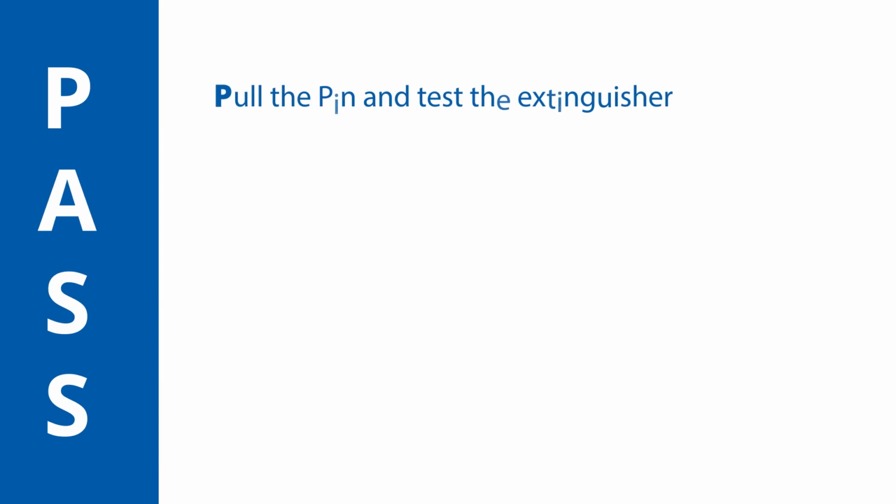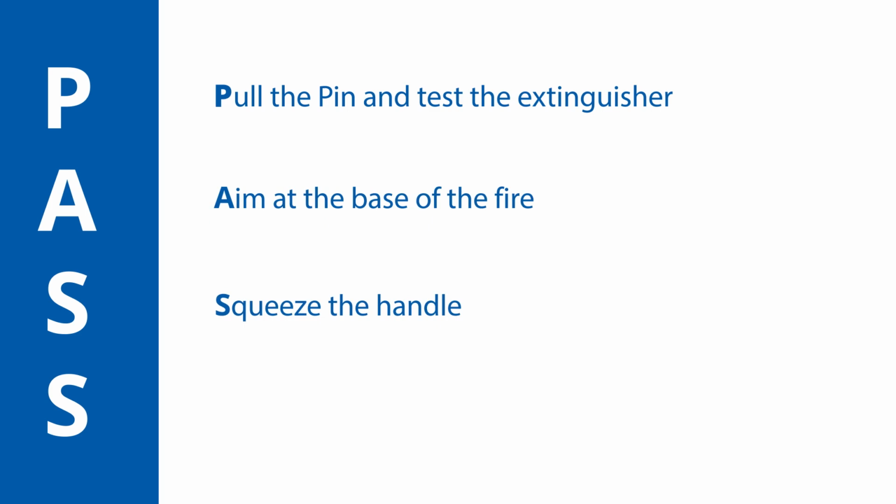How does a fire extinguisher work? We use the PASS method for the use of an extinguisher. P stands for pull the pin and test the extinguisher. A stands for aim at the base of the fire. S stands for squeeze the handle, and the last S stands for sweep your nozzle from side to side.